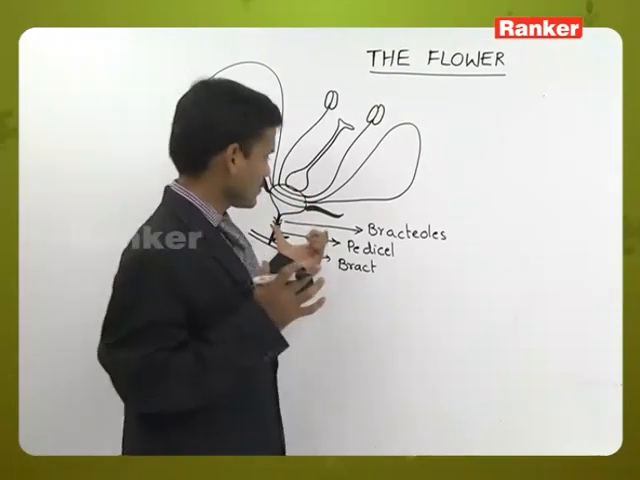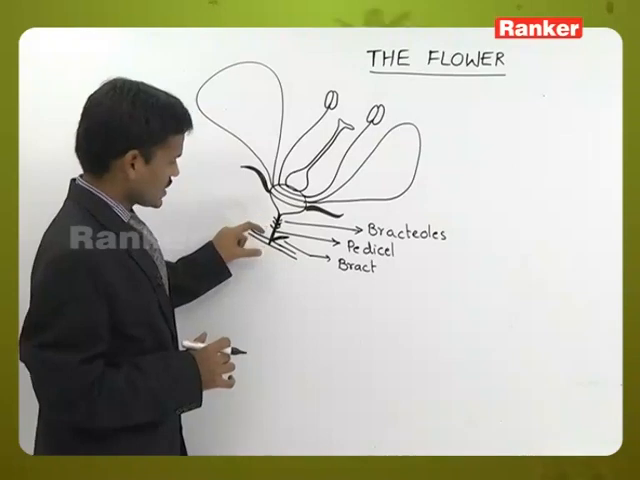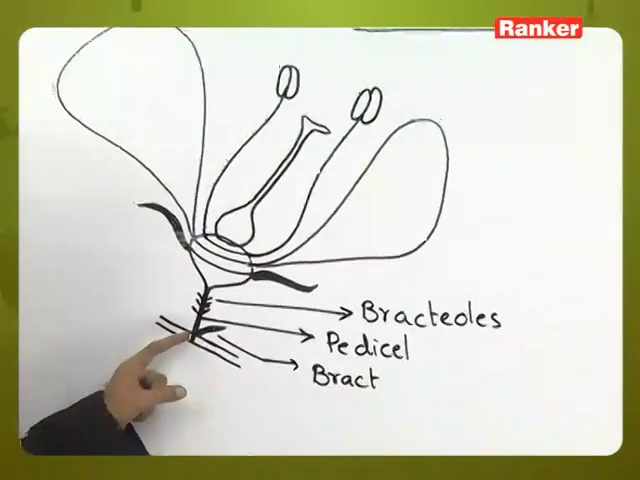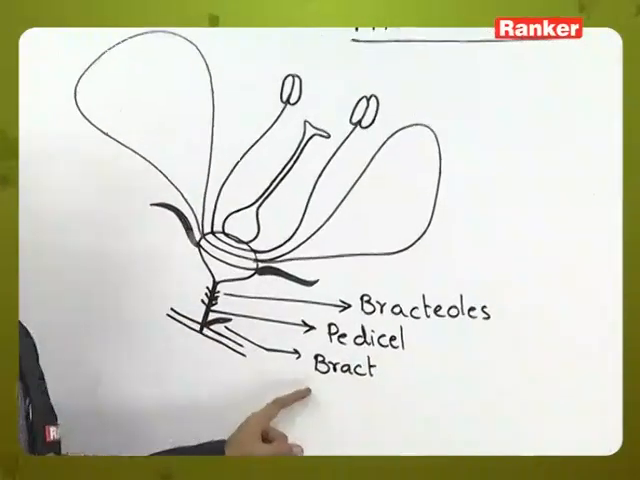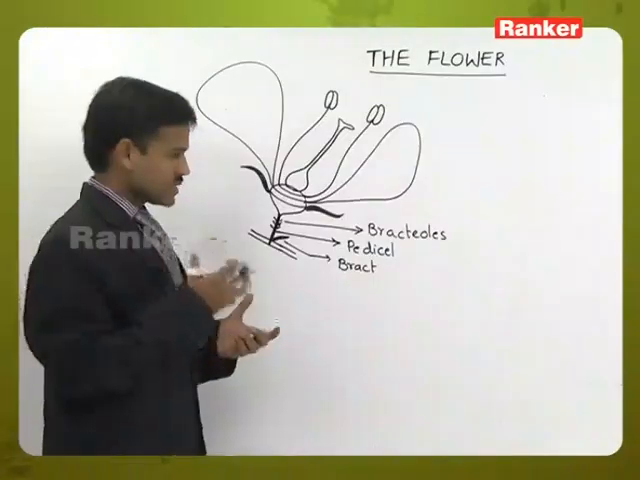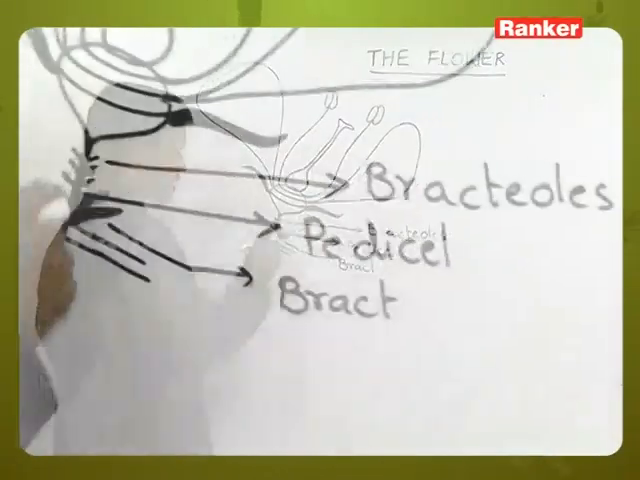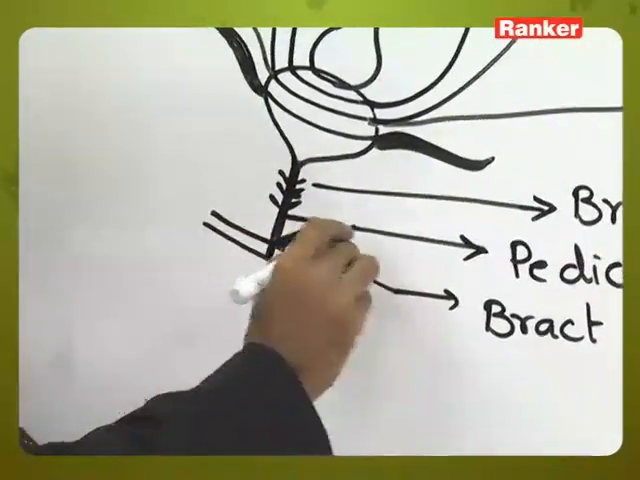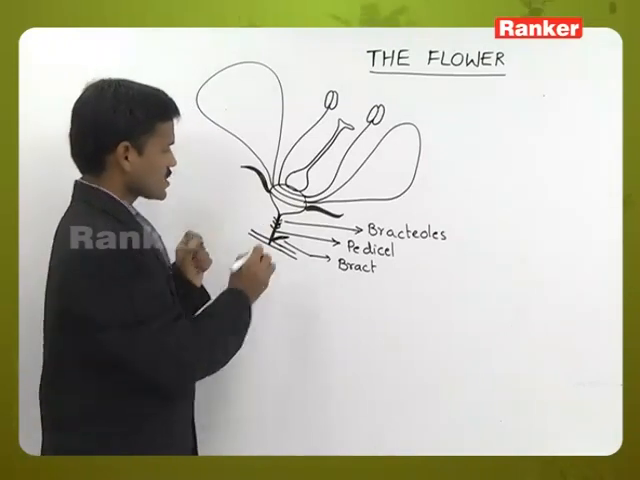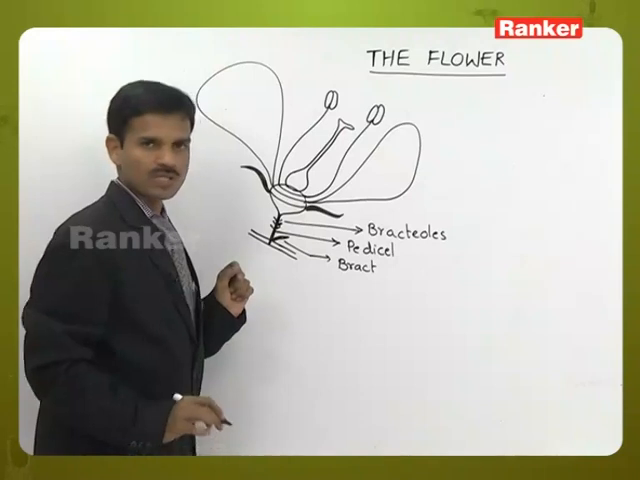Here if you see some parts of the flower, at the place where the stalk like structure is attached, a small hair like structure is present. It is called as bract. So in some flowers bracts are present, and this stalk like structure is called as pedicel. On the pedicel small hair like structures are present. These are known as bracteoles.